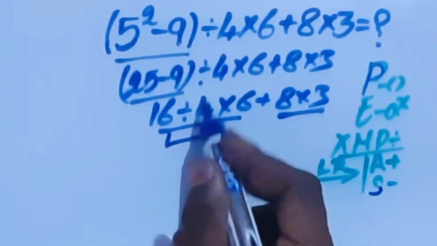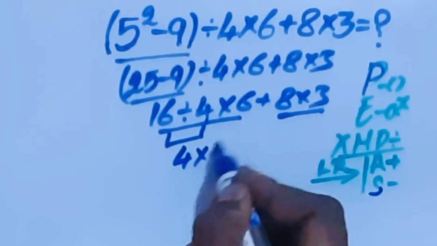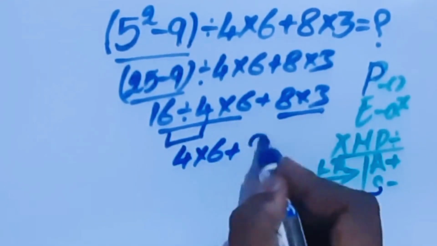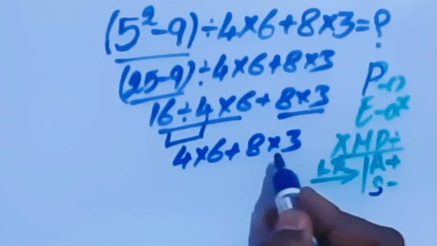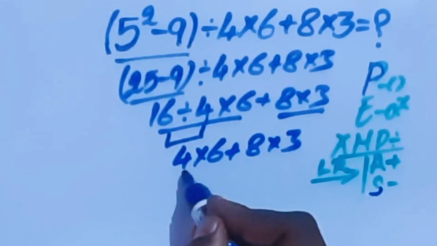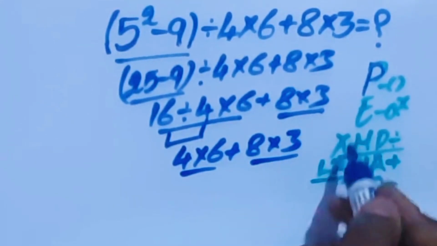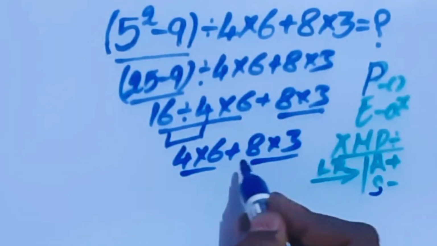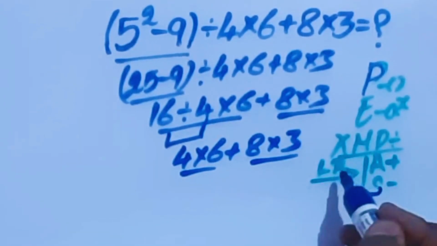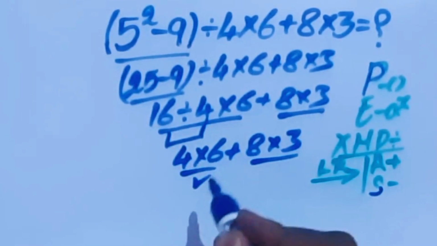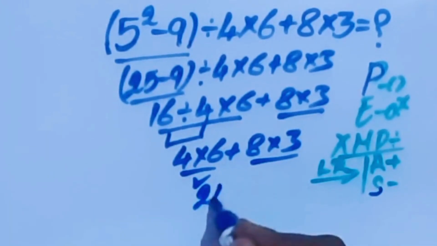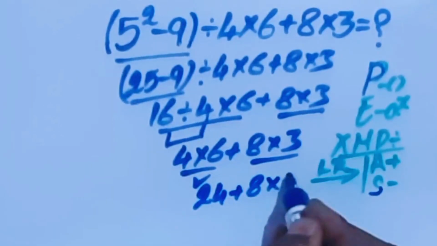So here 16 divided by 4 is 4 times 6 plus 8 times 3. Here we have multiplication, addition and multiplication. Multiplication is again higher priority than this addition. So we have to do this multiplication before this addition. Again this multiplication is left to right. Here left to right is this one. So 4 times 6 is 24 plus 8 times 3.